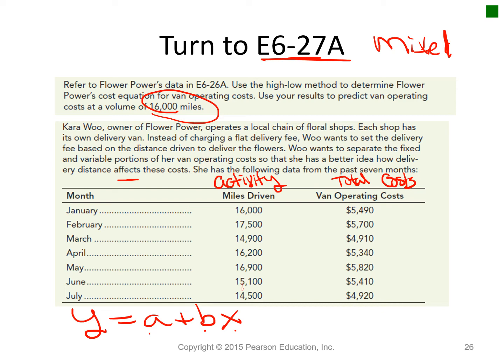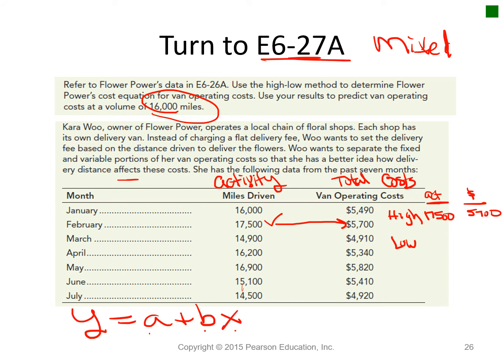When you set these up, and in the next few slides we're going to walk you through the answer, what I tend to do in class is tell my students: draw high, draw low. I would make a couple graphs on the board, with activity and then the dollars. All you do is look for the high activity. In this case, it looks like the high activity is 17,500. I would write that there, and the dollar amount that goes with that is 5,700.